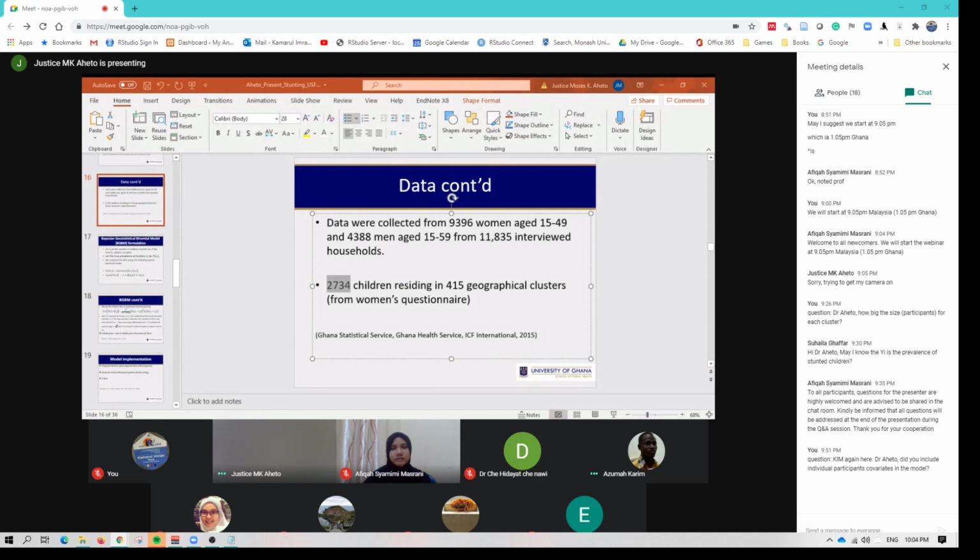That is excellent. But here, we actually counted the number of children residing in each of the clusters. So if I want to use an individual level covariate, I have to make sure that I aggregate that information at the cluster level. For instance, if it's about sex, I can use the proportion of males within that cluster. So I'll be using a proportion rather than the individual information. That can be done.